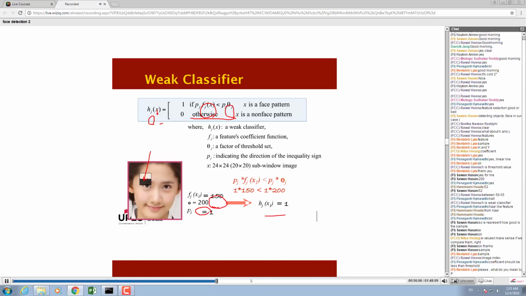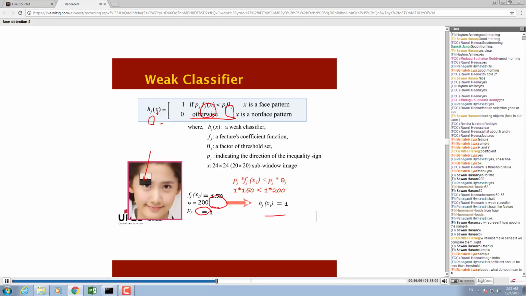So for pj here, you have to be careful. P is using index j. Every weak classifier hj has a pj. The role of pj doesn't have any serious meaning. pj is indicating the direction of the inequality sign, based on very elementary math. When we have the inequality sign, pj can have a value of positive 1 or negative 1.